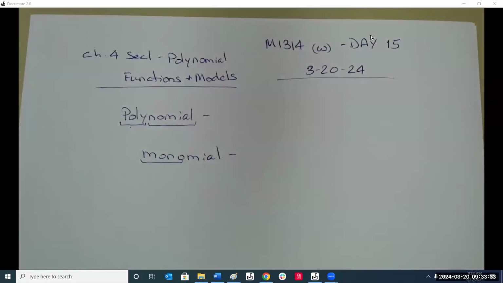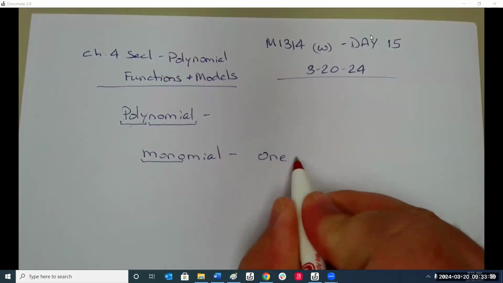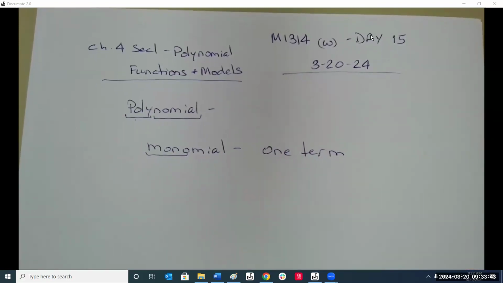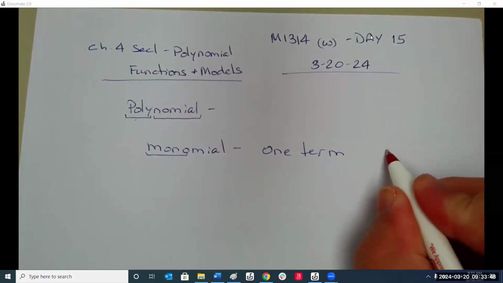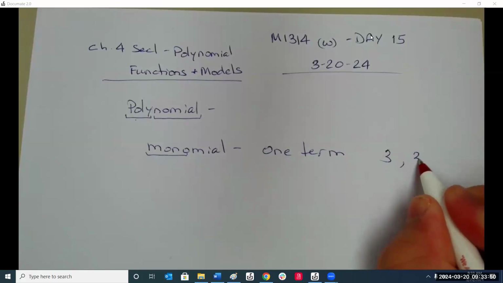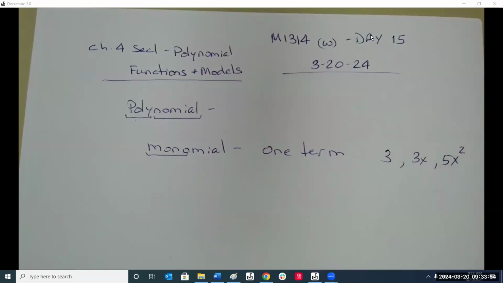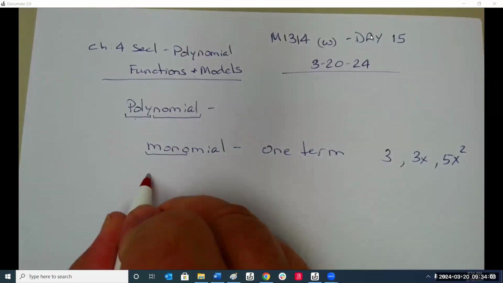Mono. You ever hear mono? A mono be one-on-one. This means one term. So a monomial would be something like 3 or 3x or 5x to the second. It only has one term. There's no plus or minus in there. So that means 1.